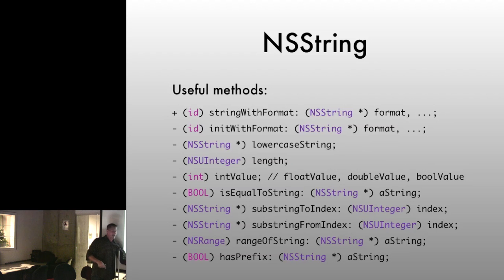Pretty straightforward. And then the flip side of that, substringFromIndex will give you the last characters of a string from the index. So hello, substringFromIndex 2 is going to give you ELLO. No, LLO. rangeOfString.